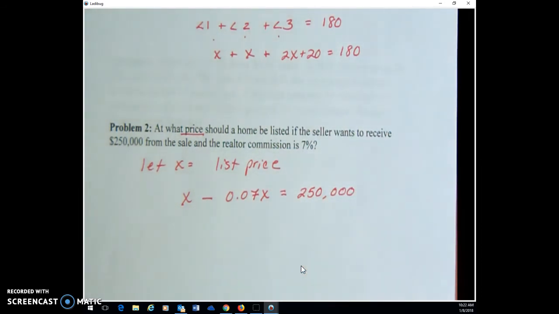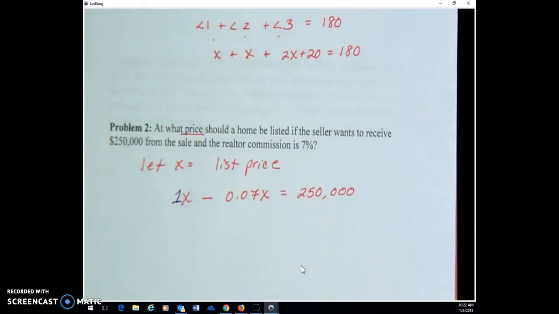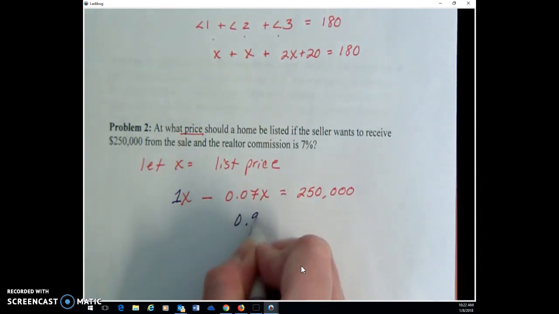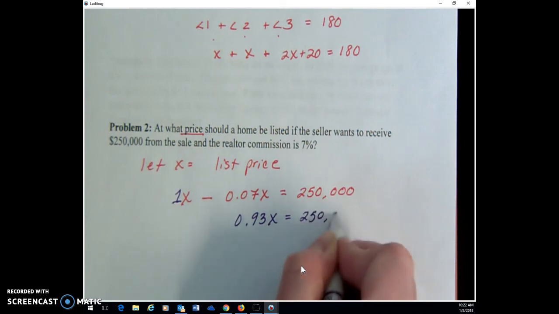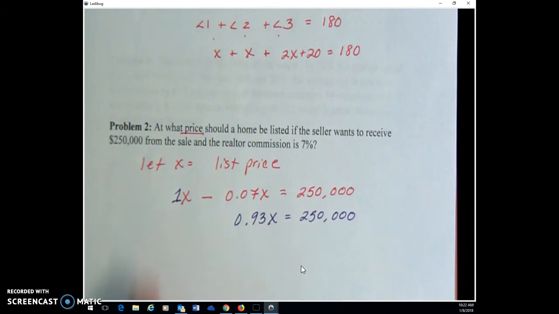One thing to keep in mind that might be helpful anytime you want to do this is put the understood one in as the coefficient. So then you're going to have 1x minus 0.07x would be 0.93x equals 250,000. You could have actually kind of jumped here if you wanted to. And then you would go ahead and finish. And you can look at the key to see how that works.